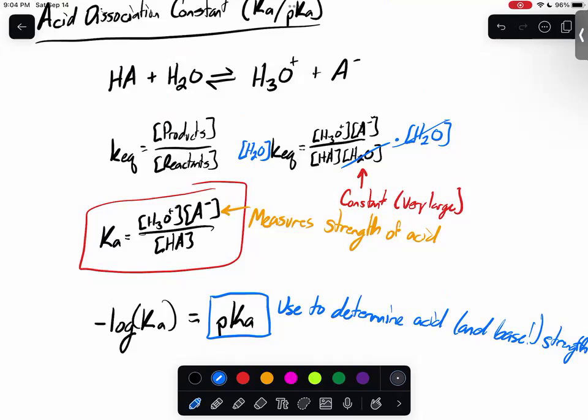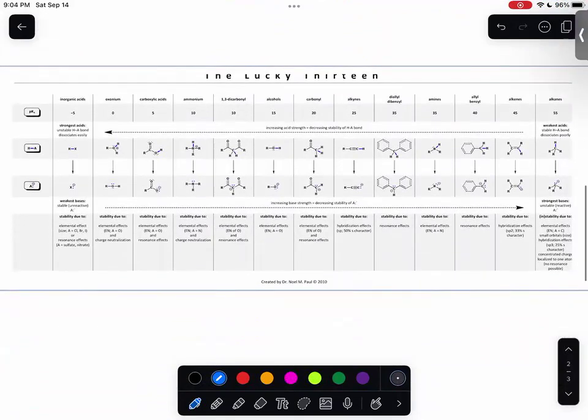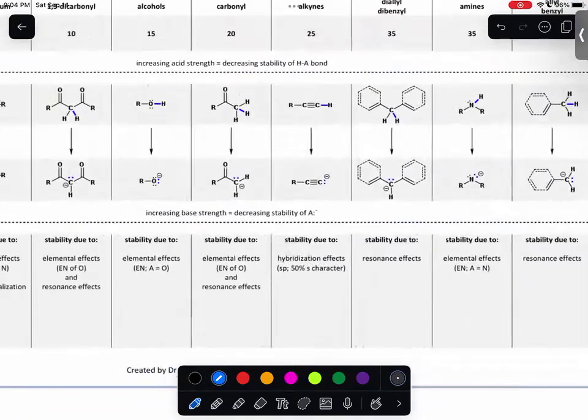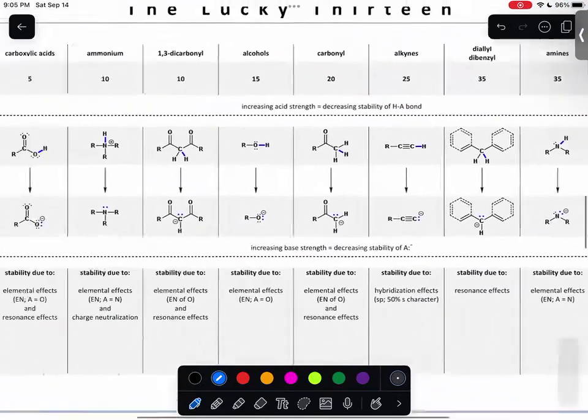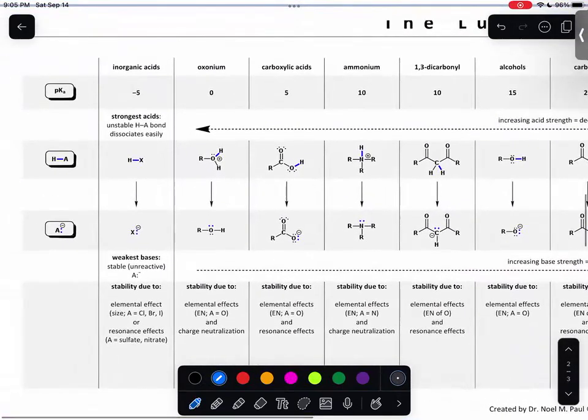And what we're going to use for this class specifically is this nice pKa table here by Dr. Noel Paul. Shout outs to him. And he calls it the Lucky 13. And what the Lucky 13 is, if we zoom in a little bit, it is essentially a list of pKa's for different things that span a giant range.